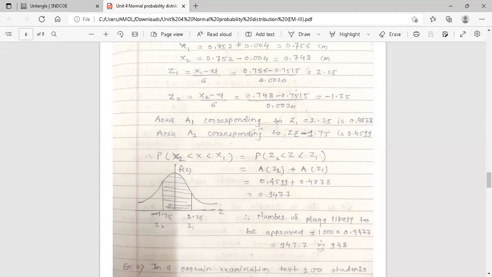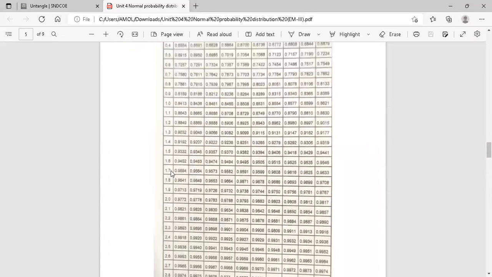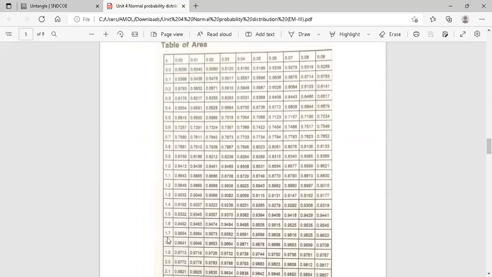You see the normal distribution table, 1.75. This is 1.7, and the difference of 0.05 here in this column. So 1.7 and a difference of 0.05 gives 0.9599. This is your area of 1.75.